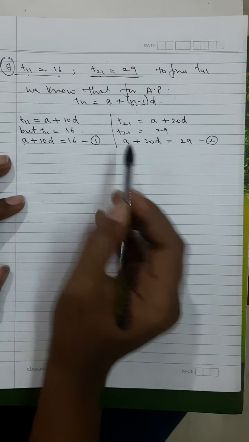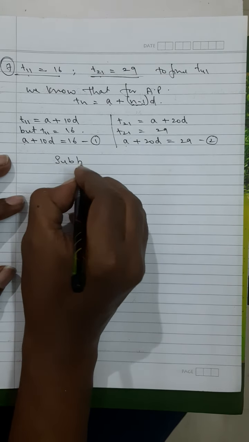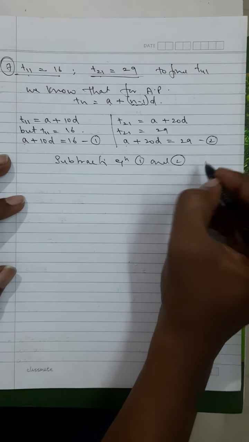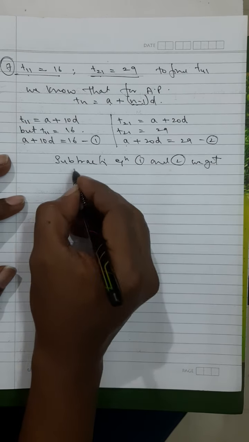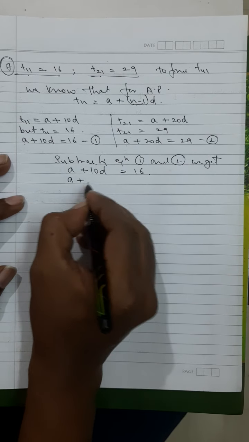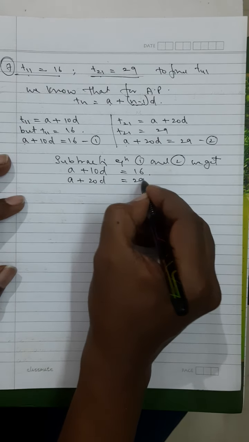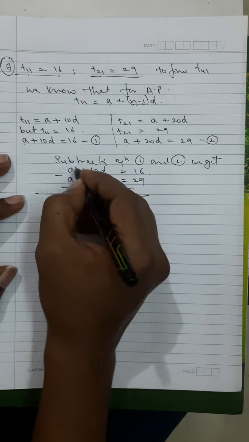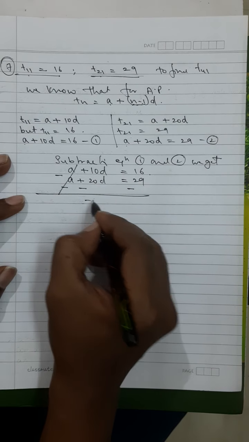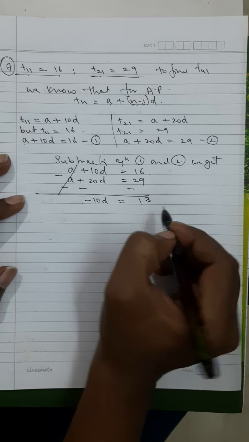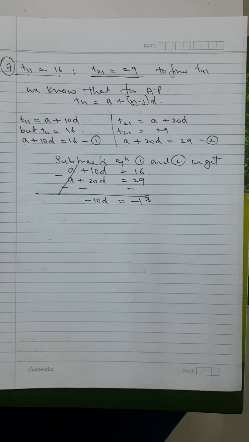So definitely, we will subtract equation 1 and 2. We get what? A plus 10d is equal to 16, A plus 20d is equal to 29. Subtraction: plus will become minus, plus will become minus, plus will become minus. A is gone. 10d minus 20d will give you minus 10d. 16 minus 29 is minus 13, right? And of course minus. Yeah. So now what will happen?